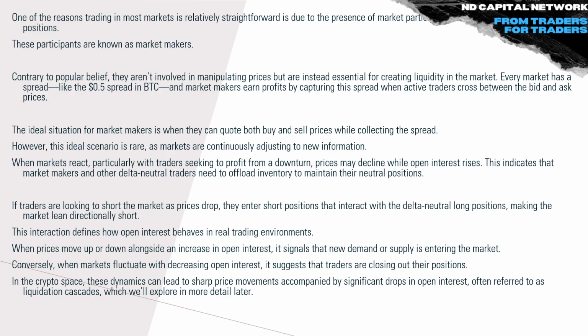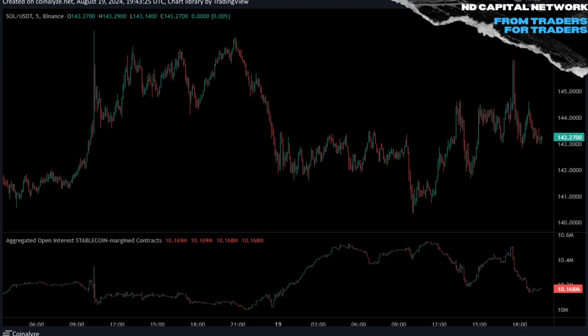In the crypto space, these dynamics can lead to sharp price movements, significant drops in open interest, and liquidation cascades, and I'll dive into more details later on. This is an example, right? Over here you can see the Solana chart. You can see this huge increase in open interest while price is range bound, not moving.